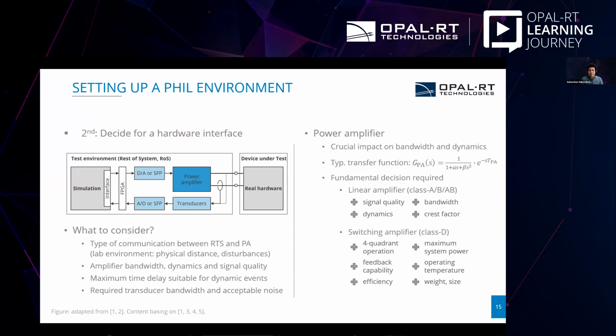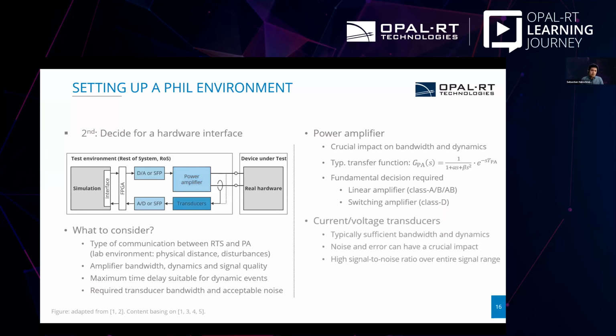We can provide a full 4-quadrant operation. We have high feedback capability. We have a really high efficiency. And in the end, it's also the cheaper amplifier class if you want to reach very high power levels, or the only one with which you can realize those.